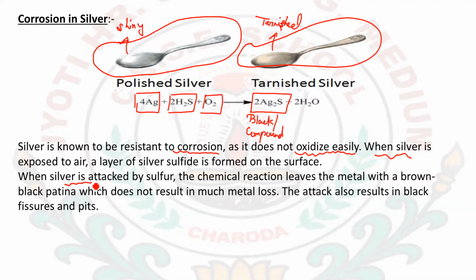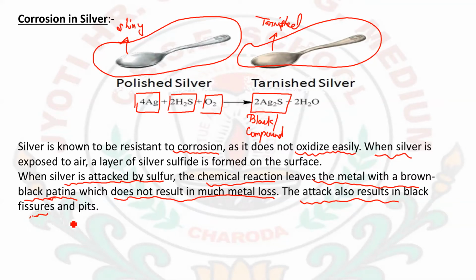This silver is attacked by sulfur present in the atmosphere, and the chemical reaction leaves the metal with a brown black patina. Okay, the blackening of silver is known as patina, which does not result in much metal loss as compared to rusting or the greening of copper. Okay, the attack also results in black fissures.